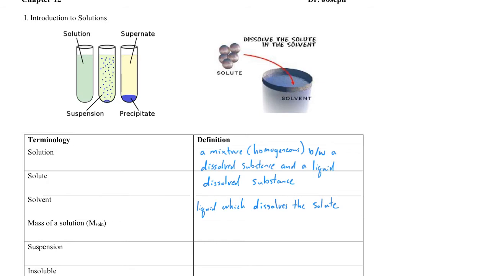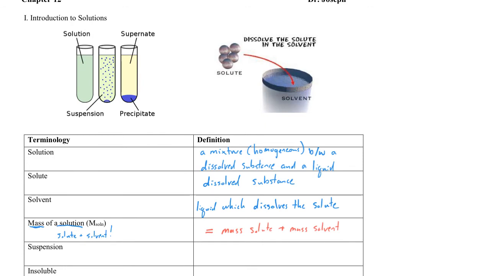Later, when we start doing calculations with solutions, it becomes important for us to denote the mass of a solution. Now remember, a solution consists of both the solute and the solvent. So if we want to find the mass of a solution, we have to add together both of these. The mass of a solution is equal to the mass of the solute plus the mass of the solvent.